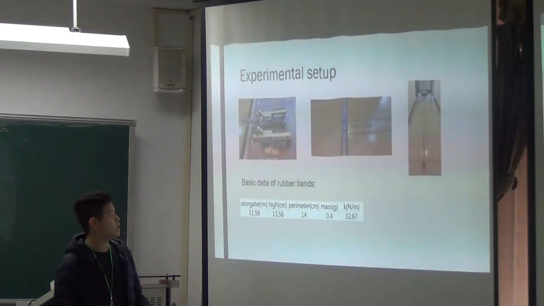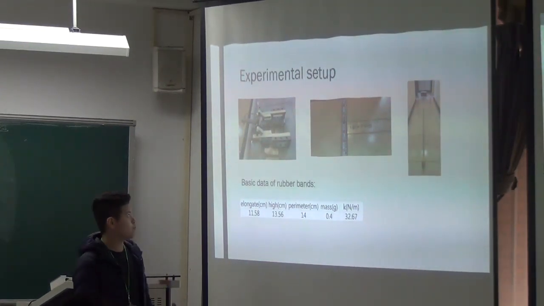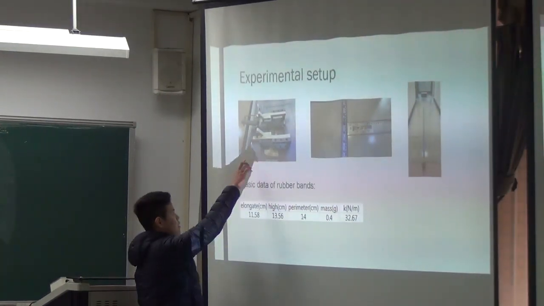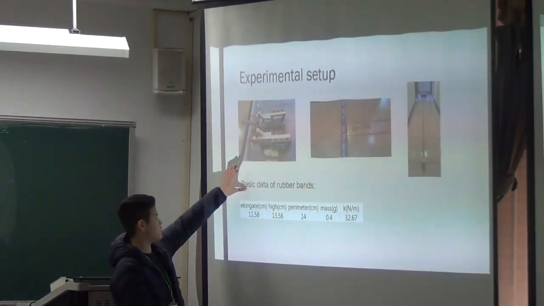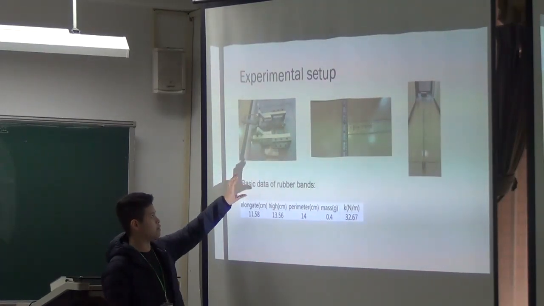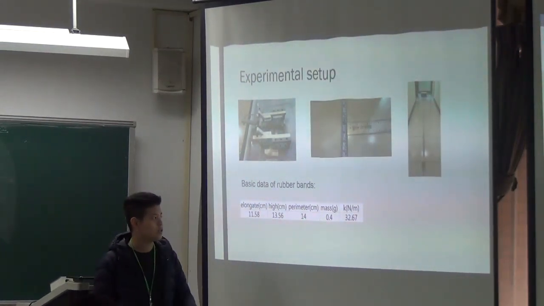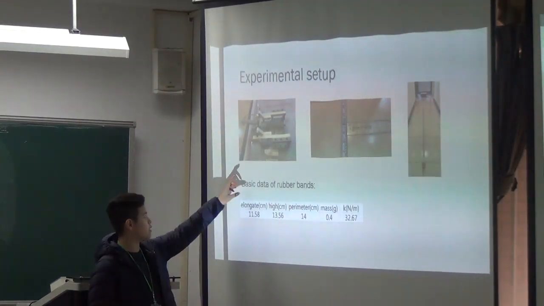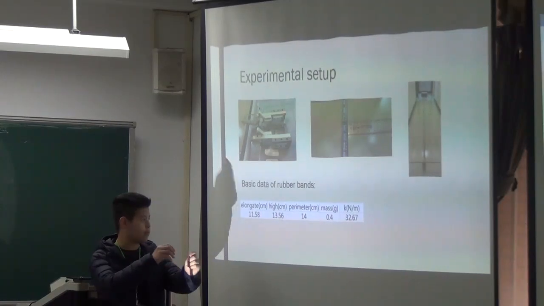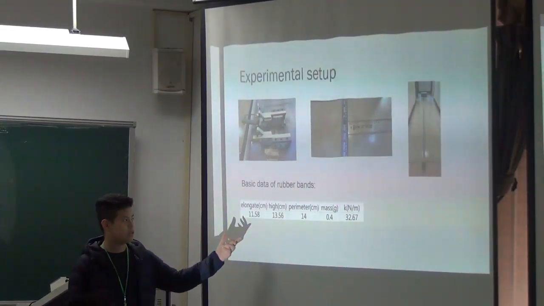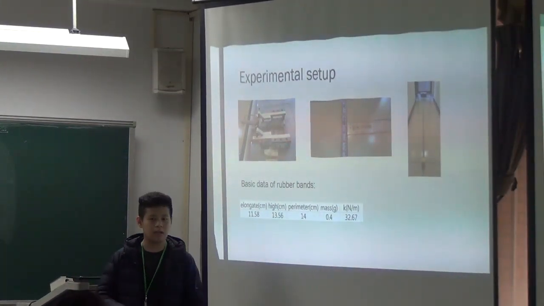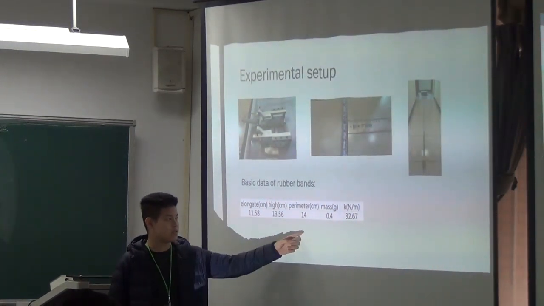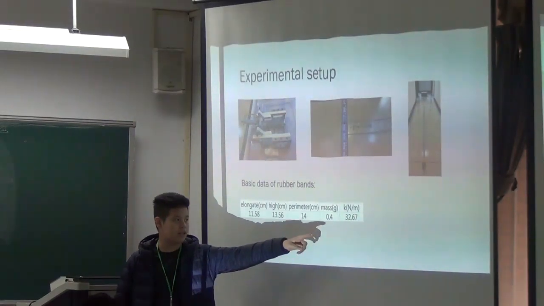And this is our experimental setup. We use this device to let the rubber band be shot, and the height of this experiment with this device is about this height, and our rubber band is going to be pulled into this. And the perimeter of the rubber band is like this.